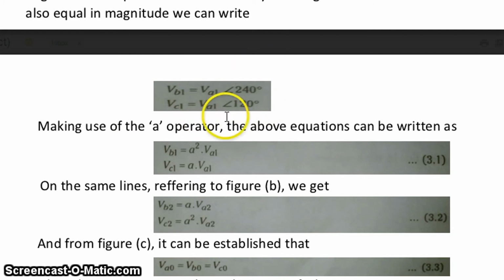Now using the same a operator, the above equations for the sake of simplicity can be written as VB1 is equal to a square VA1. a square we know is equal to 1 at an angle of 240, and VC1 is equal to a VA1, where a is equal to 1 at an angle of 120 degrees. So these equations can be written in terms of a. On the same line, we can write it for figure B, which was for the negative sequence component, as VB2 is equal to a VA2 and VC2 is equal to a square VA2.